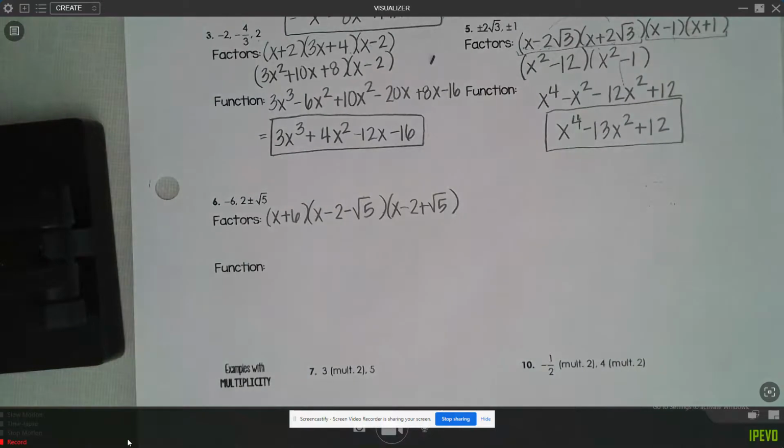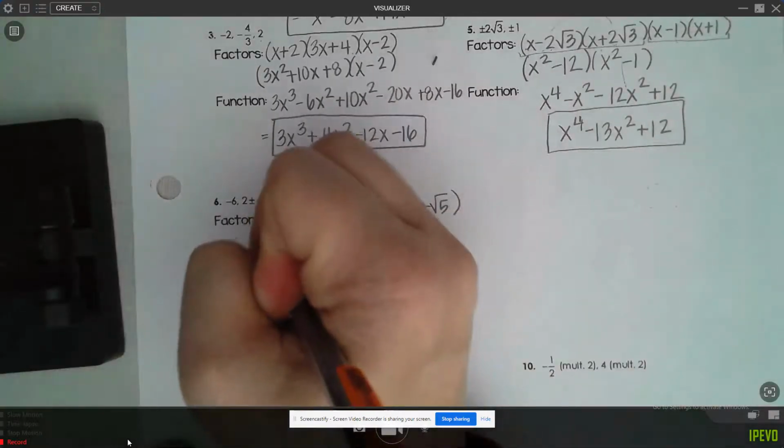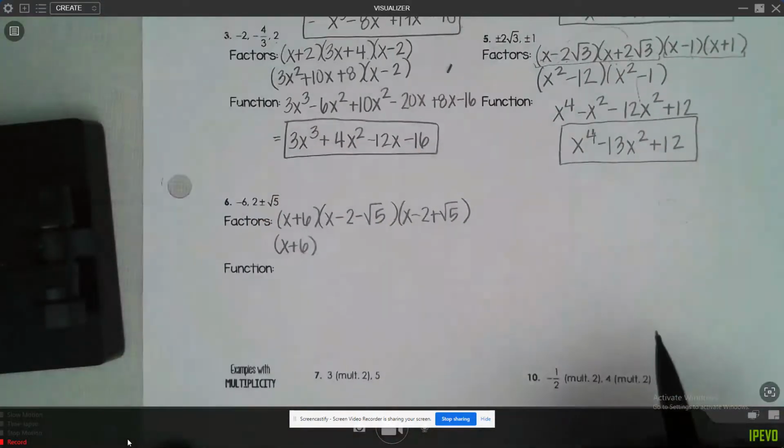Now, when you list those out, just like in example 5, we kind of put some of them together, correct? In example 6, which two go together? The last two. So you need to multiply those two together first. I'm just going to bring down the x plus 6. So now I start distributing.